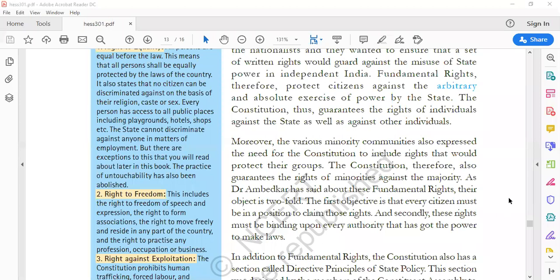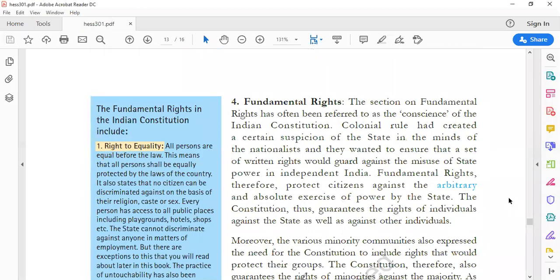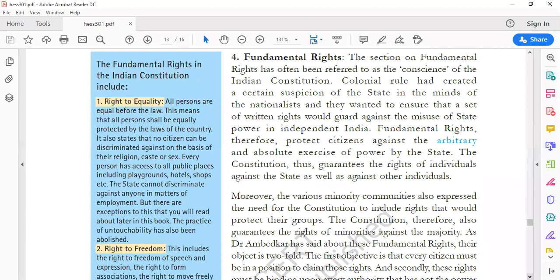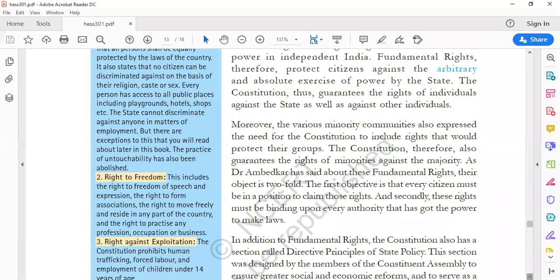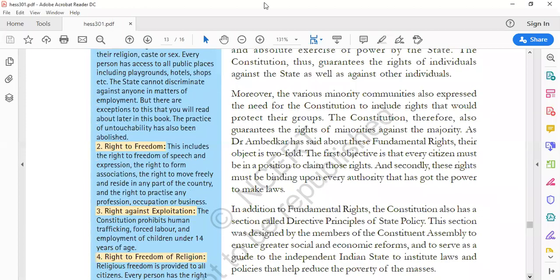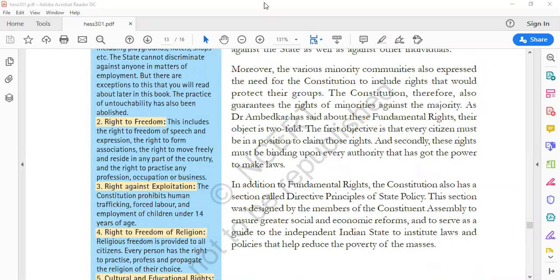Okay. Now, fundamental rights, how exactly it guards ourselves and guards against the state, we saw. Moreover, it also helps in safeguarding the various minority communities. Like Dr. B.R. Ambedkar says, there is a twofold purpose. One is every citizen must be in a position to claim those rights, and it must be binding upon every authority. It must be binding on every authority.